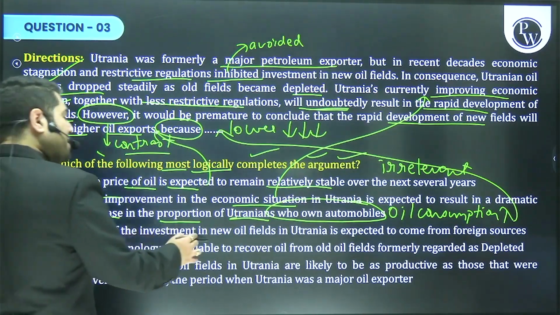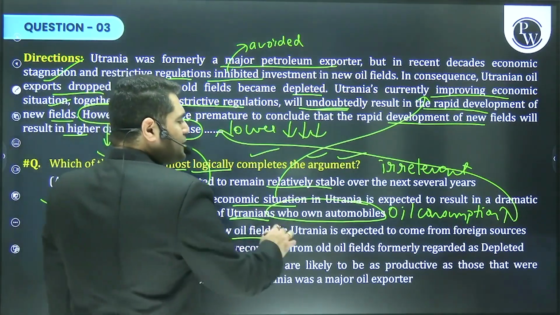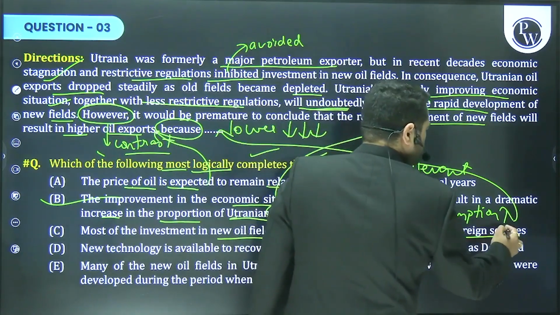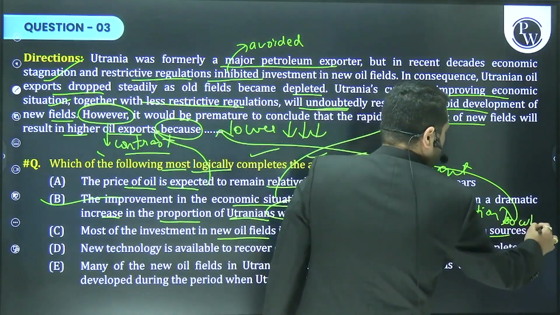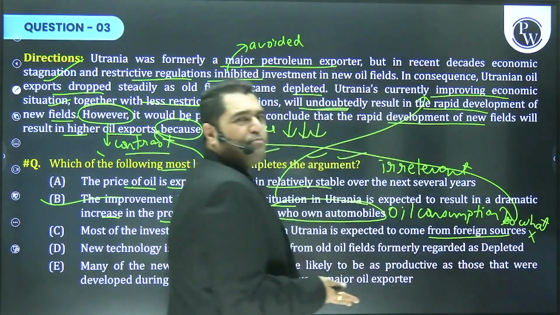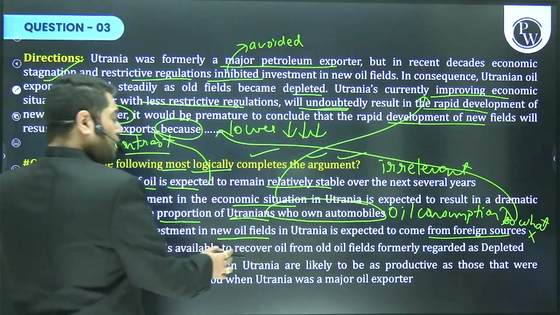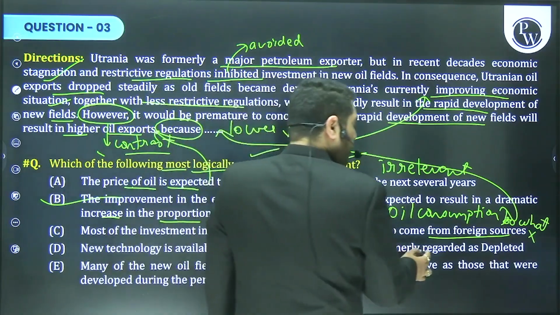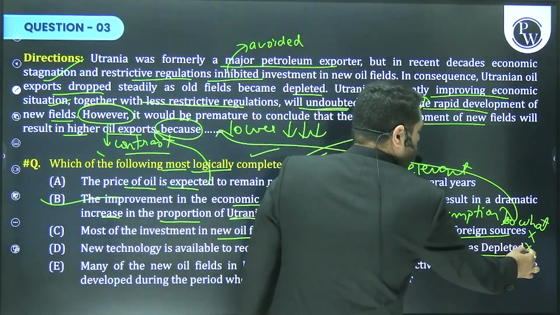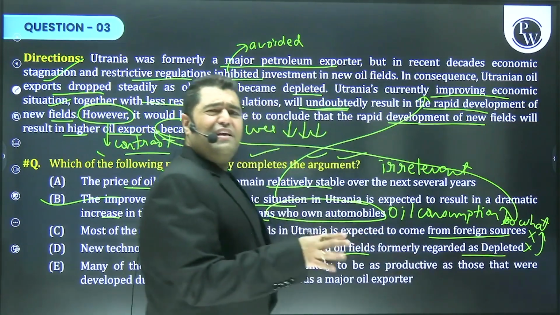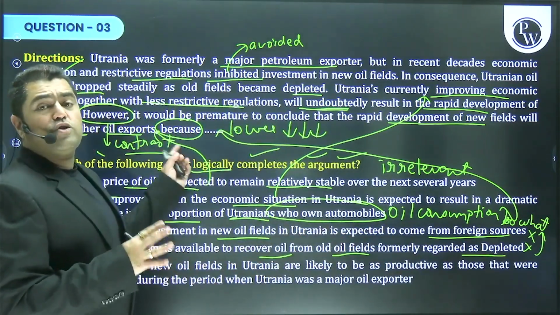Most of the investment in new oil fields is expected to come from foreign sources. Beta, so what? How will this reduce my exports? You tell me that. I don't care. New technology is available to recover oil from old oil fields formerly regarded as depleted. So what? Trap choices. ये सब irrelevant है. How will it reduce my oil exports?